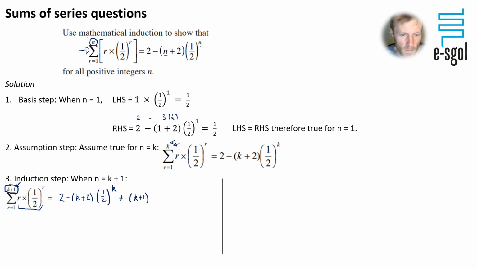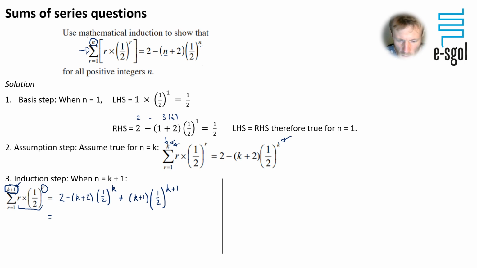times 1/2 to the power of, and this again will be k plus 1, because that's adding on the last term. So we've got the sequence up to this value k, and then we're adding on the last term of the sequence, and that's our starting point. Then we want to try and make it look a bit like this expression over here, but with all of the k's replaced with k plus 1. So that's what we're going to go ahead and try and do.